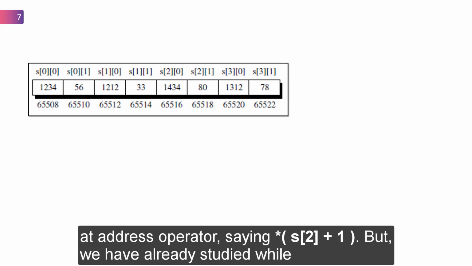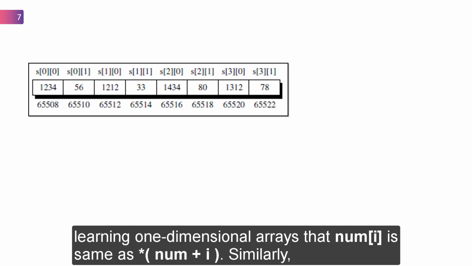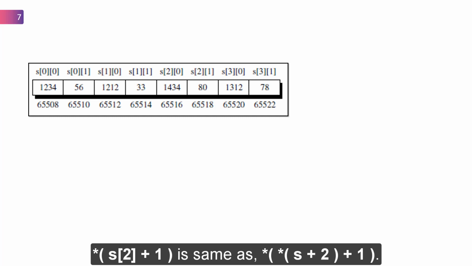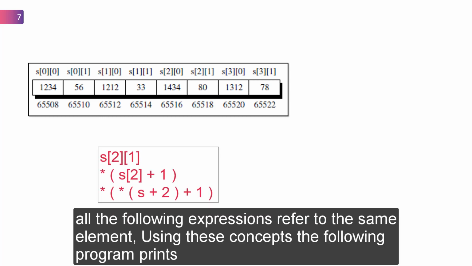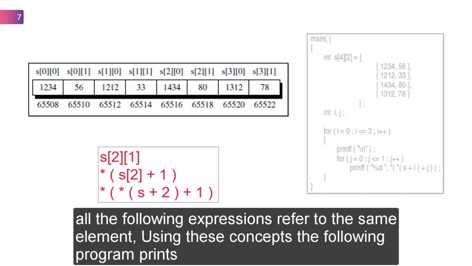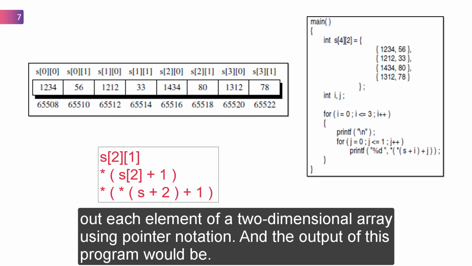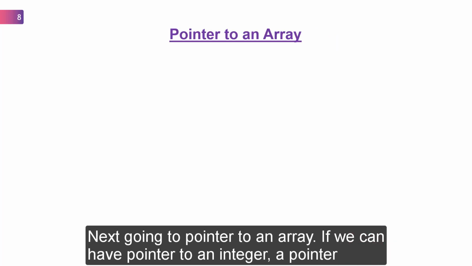But we have already studied while learning one-dimensional arrays that num[i] is the same as *(num + i). Similarly, *(s[2] + 1) is the same as *(*(s + 2) + 1). Thus, all these given expressions refer to the same element. Using these concepts, the following program prints out each element of a two-dimensional array using pointer notation. And the output of this program would be, next going to pointer to an array.